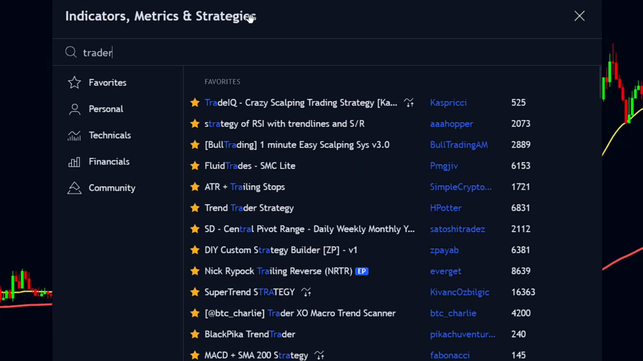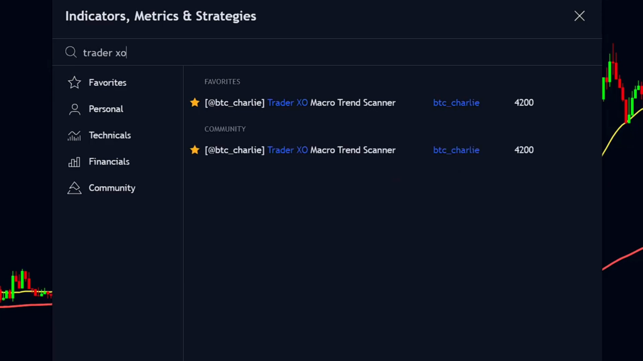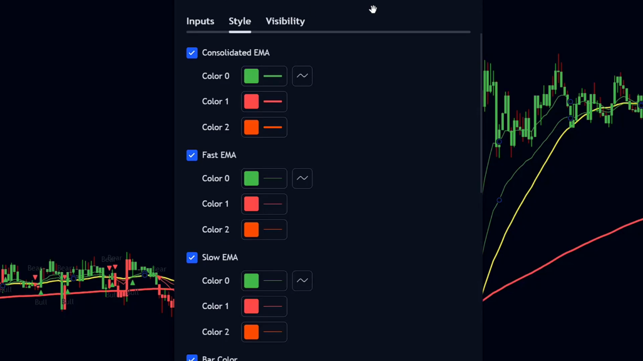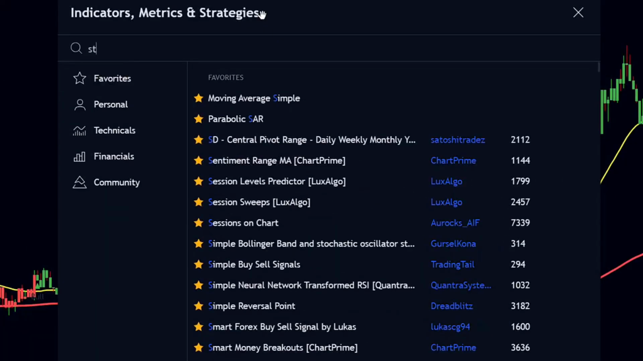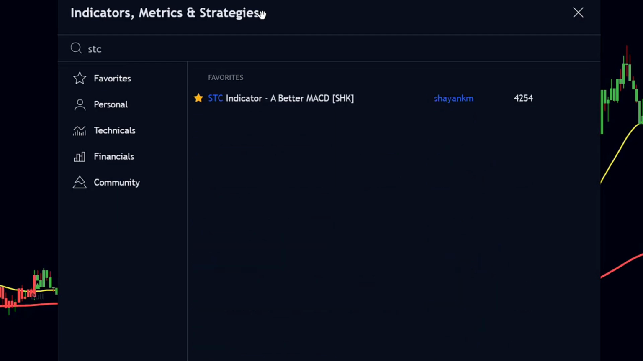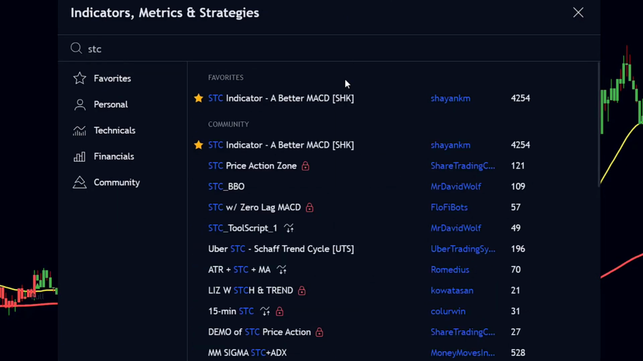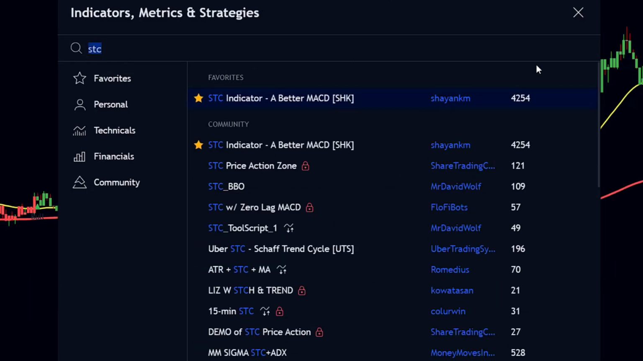For the second indicator, add the Trader EXO Macro Trend Scanner by BTC Charlie. Open its settings and in the Style section, disable the fast and slow moving averages. Leave the inputs on default. Finally, add the third indicator called STCA Better MACD by Cheyenne KM and keep its inputs on default.